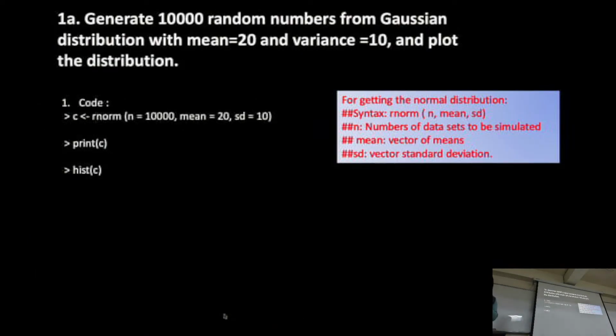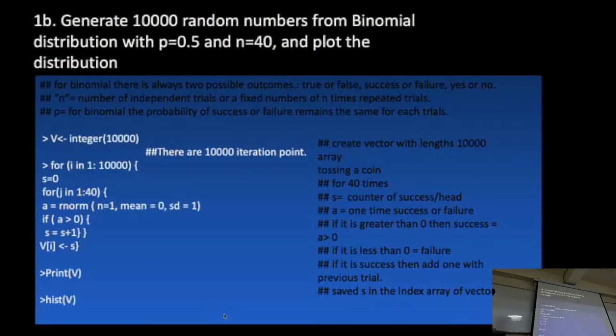For the second question, how about binomial? Yeah, this one. The second question was the binomial distribution. As we all know, binomial distribution has two possibilities, like true or false or head or tail. So I choose here tossing a coin, where first I select one integer that has a 10,000 array, and then I choose the for loop where for the first there is no value, so that's why a is equal to 0. Then I toss my coin for 40 times.